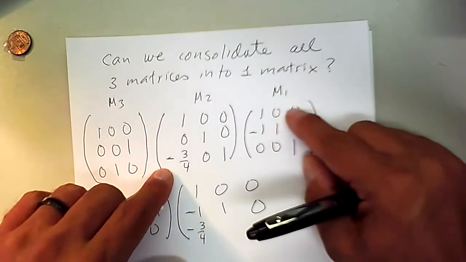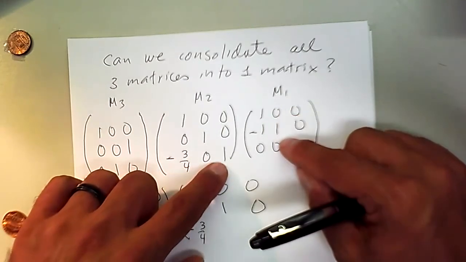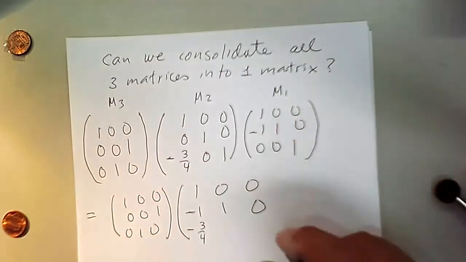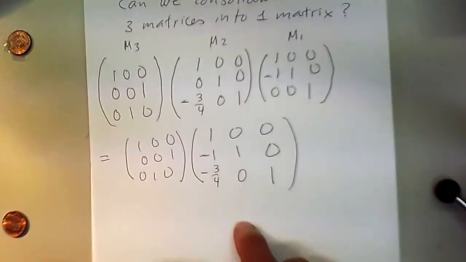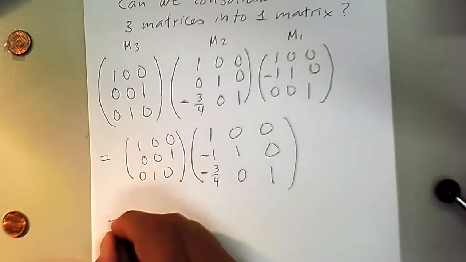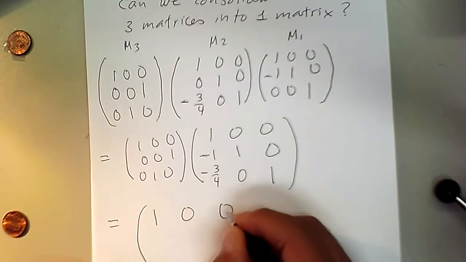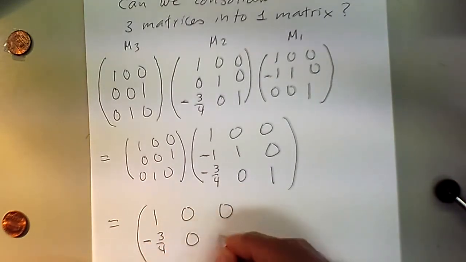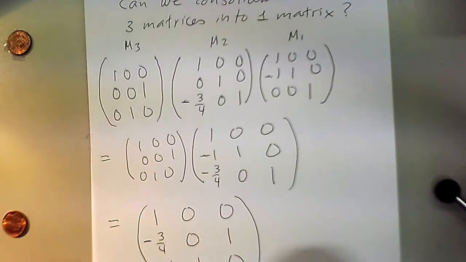Oh, the nice thing is that negative 3/4 is not involved anymore. So we have 0 plus 0, 0 plus 0 plus 1. Okay. And then we swap those two. So we have 1, 0, 0, negative 3/4, 0, 1, negative 1, 1, 0. All right.